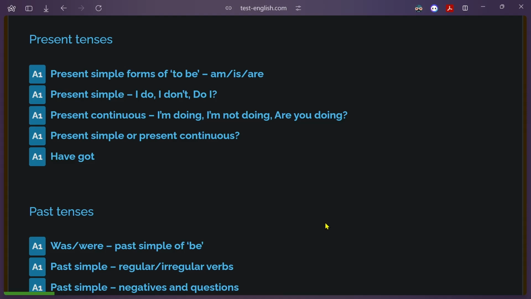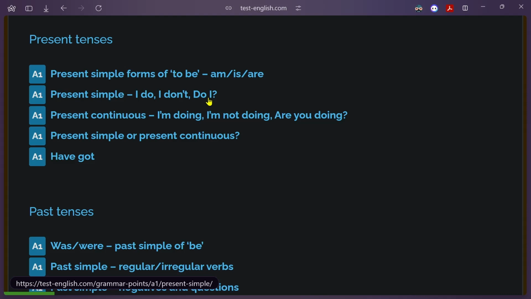I am, you are, he is, she is. We don't need to practice this anymore, right? Even though you still sometimes make mistakes. But okay. I do, I don't, do I. We have practiced this quite a lot, right? This is present simple. You see, I do and I don't for negatives and questions, do I. I think you also have this. It's okay, right? Even though it's not always perfect.